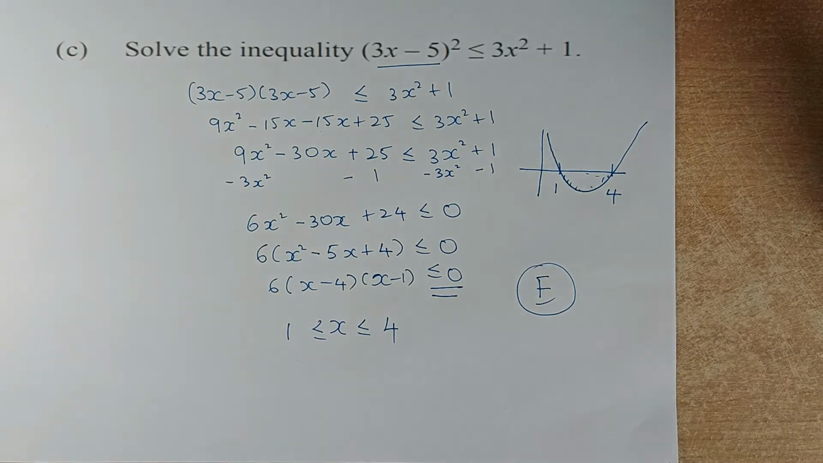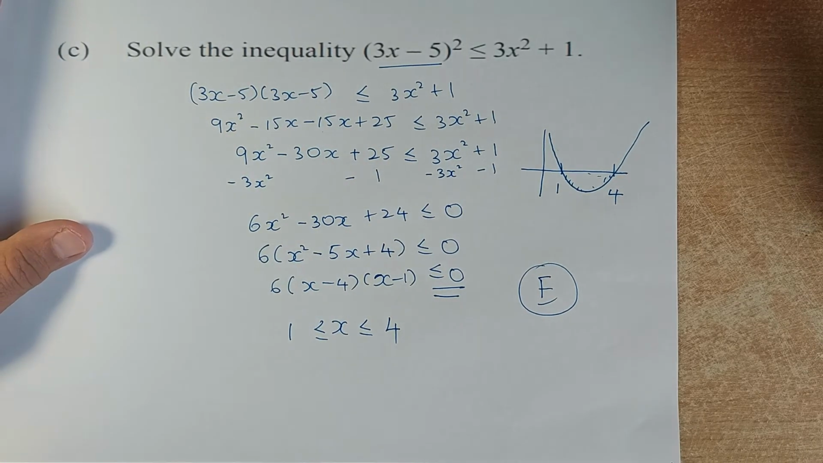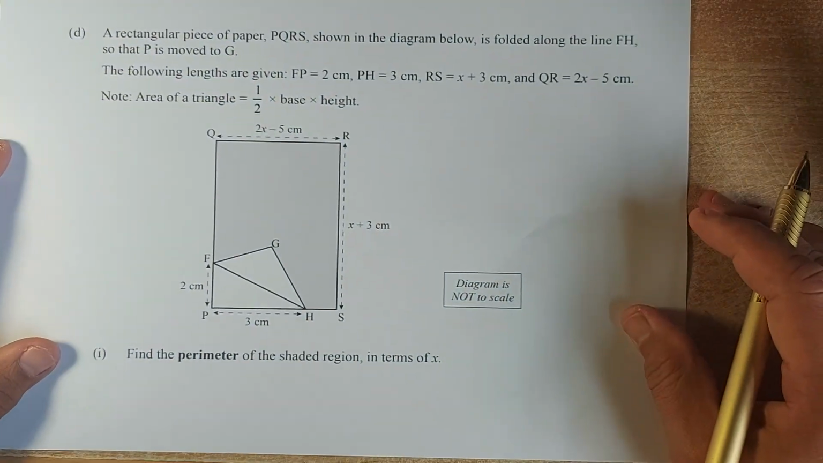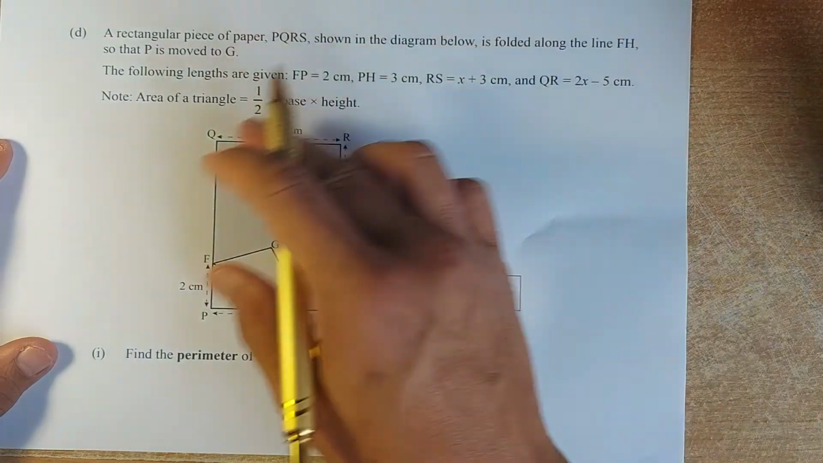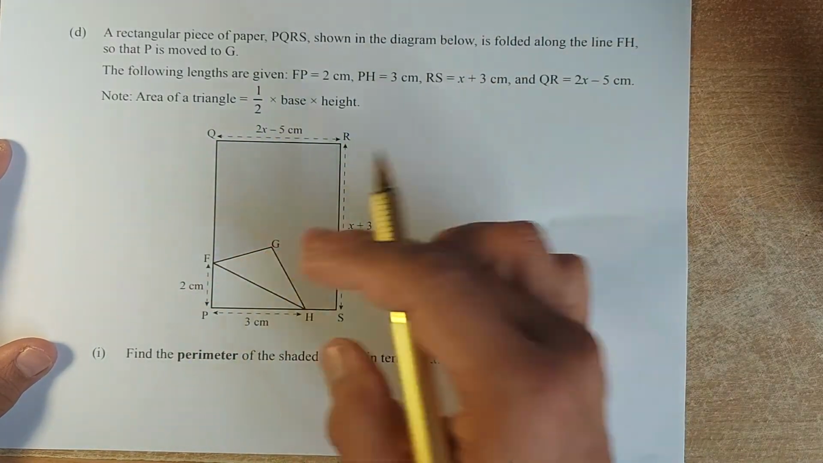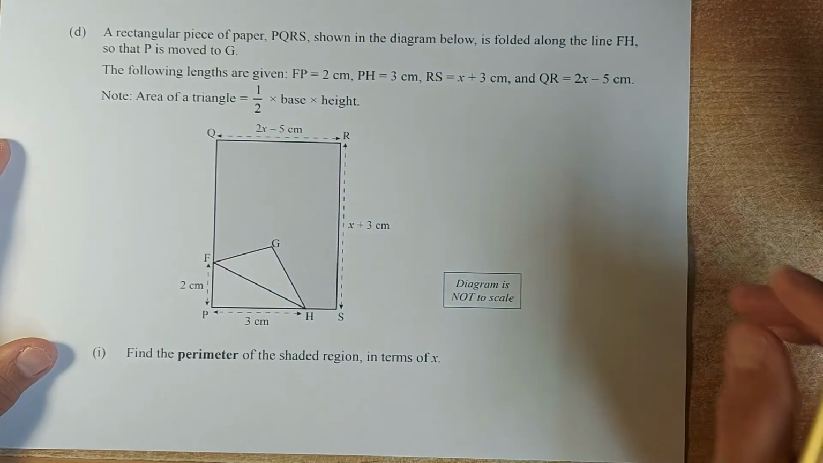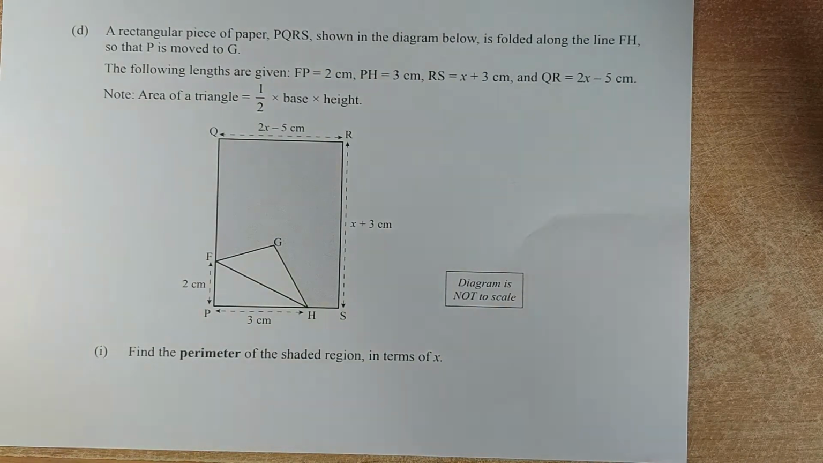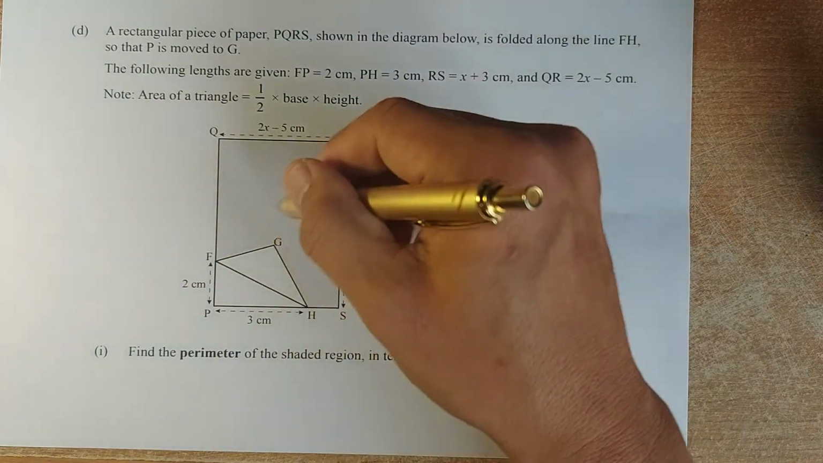Okay, have a go again, and you should get it the second time around. Okay, now, the next one, the last question, the two part, D1 and D2, okay? So you have a piece of paper, and they're going to fold that paper. You are going to find the perimeter of the shaded region.